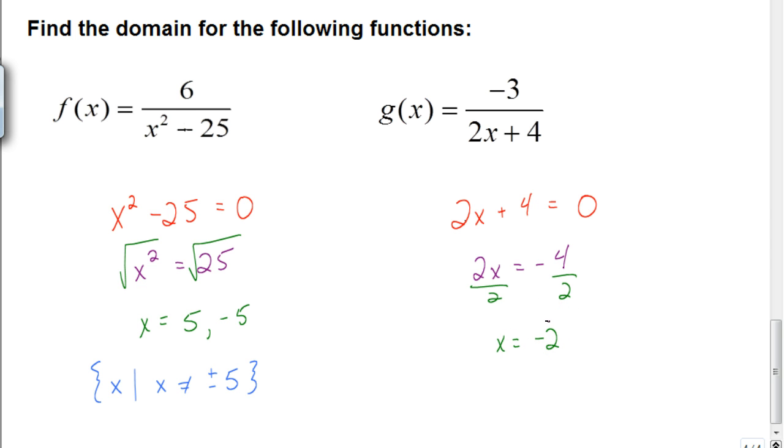If you think about it, this is the one value that x couldn't be, because if I put negative 2 in my equation, 2 times negative 2 is negative 4, and negative 4 plus 4, sure enough, gives me 0, which is what you don't want. So my answer, written in set builder notation, would be the set of all x's such that x cannot equal negative 2. And that would be your answer.